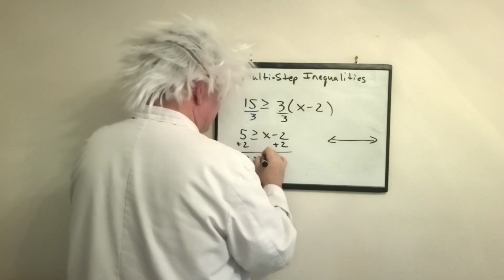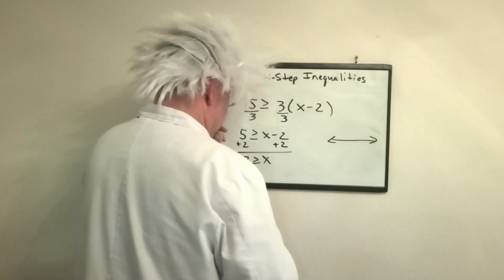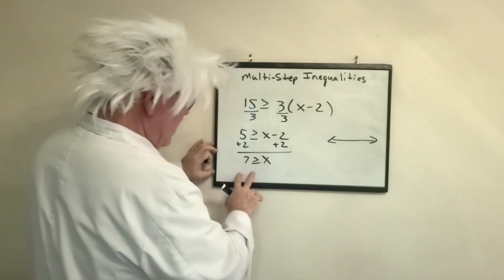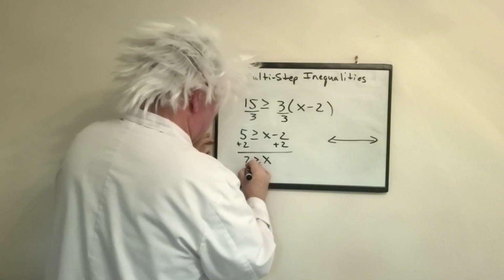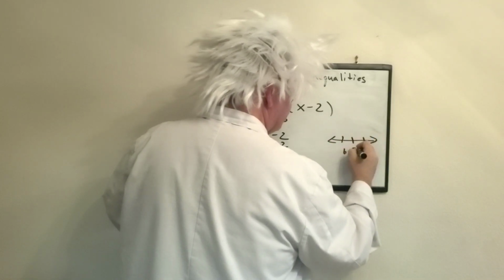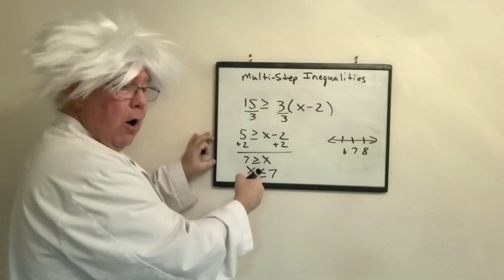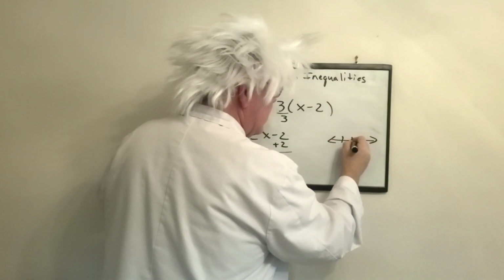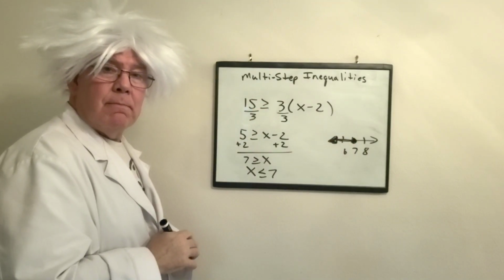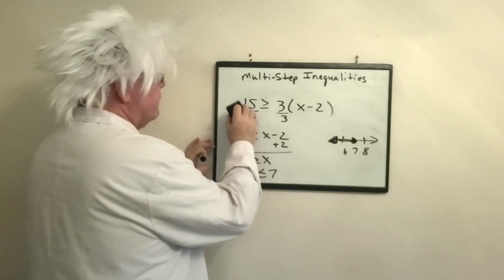And this is where we have to have a little conversation. Okay? Watch this. I'm going to switch it around. So instead of 7 greater than or equal to x, it's x less than or equal to 7. So I come over here. Open or closed, it's closed, and it goes that way. All right?